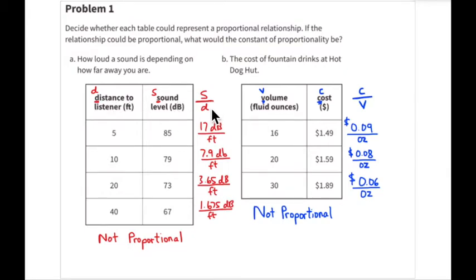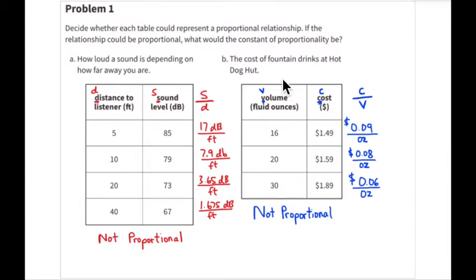The sound level divided by the distance gives you these values: 17, 7 9/10, 3 65/100. They're not the same. So there is not a constant of proportionality, meaning you cannot take the distance on the left and multiply it by a constant to figure out what the volume is. You just can't make that calculation because it's not a proportional relationship.